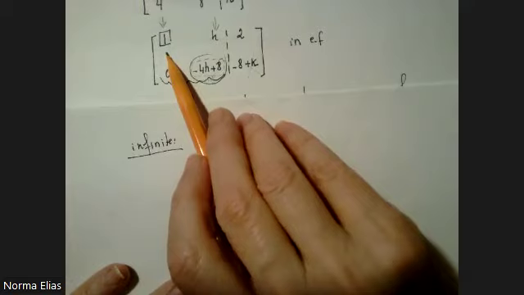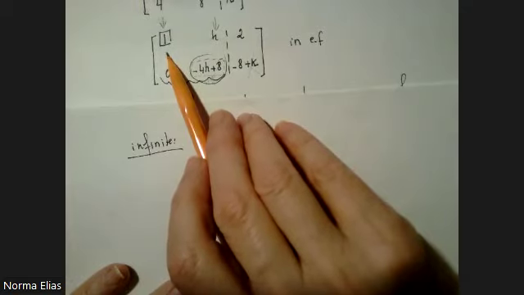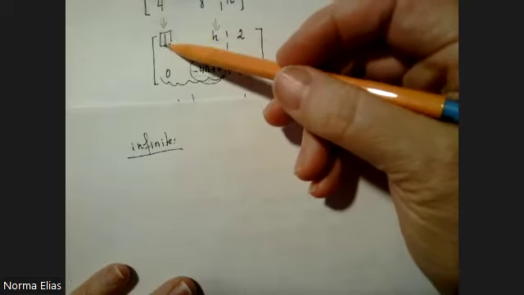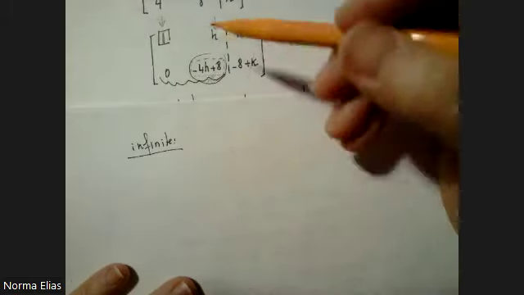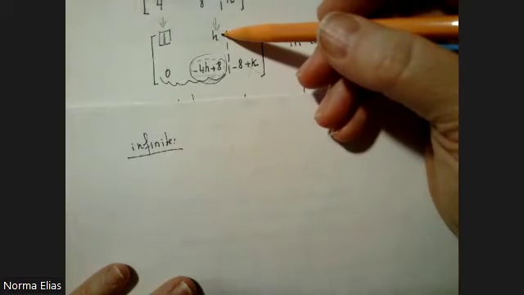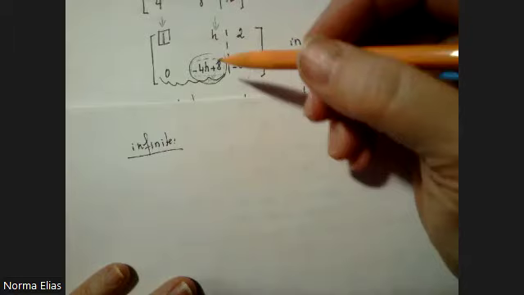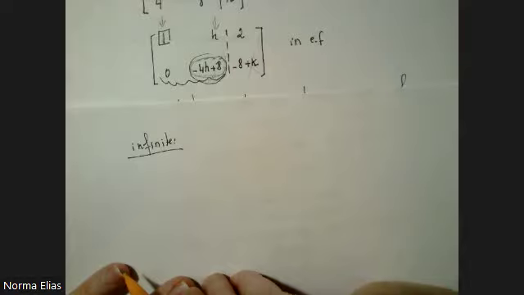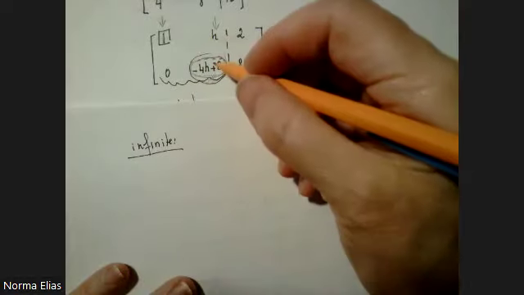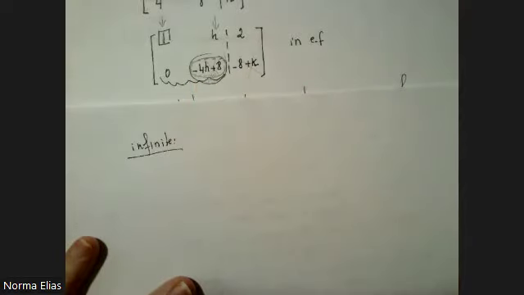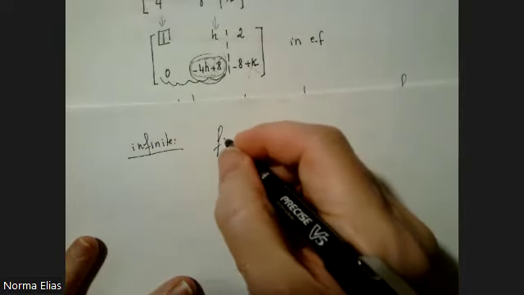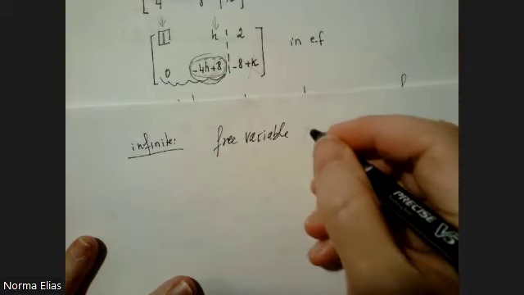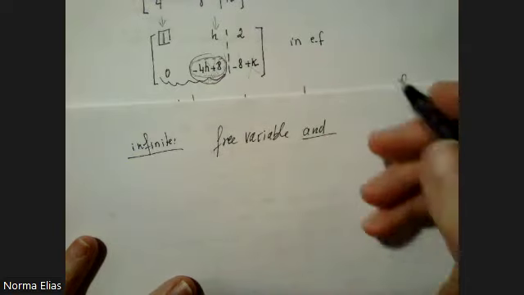Question number 1, can x1 be free? No, because the leading is 1 here, so this cannot be a free variable. Now, let's look at the column that corresponds to x2. Can x2 be free? It depends on whether we have a leading here or not. So x2 will be free if there is no leading here. So this will occur when, so infinite is we have a free variable, and we have to guarantee that the system is consistent.